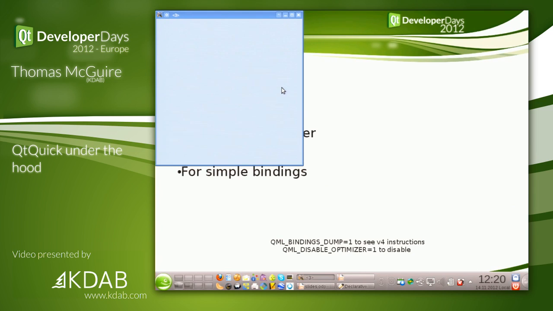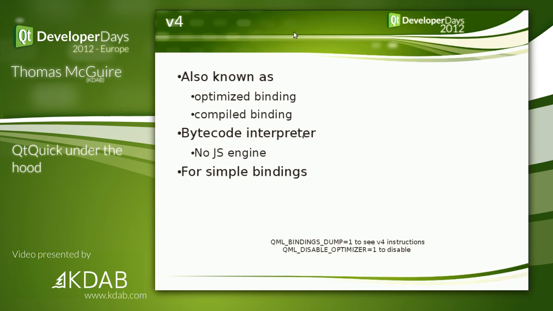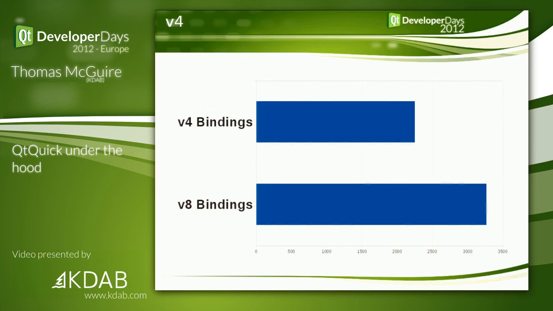Now, V8 compiles into machine code, right? V4 compiles into bytecode. Isn't machine code faster than the bytecode interpreter? That's what I was asking myself. Like, that doesn't make any sense. I benchmarked this, a small program that updates a binding 1,000 times, and indeed, V4 turned out to be faster.